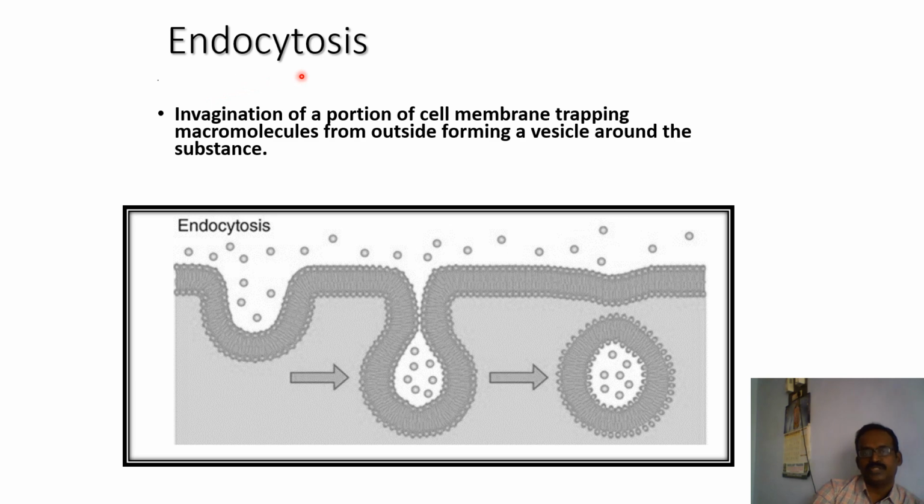Endocytosis is the opposite effect: invagination of a portion of the cell membrane, trapping the macromolecules from the outside, forming the vesicle around the substance. So this is the endocytosis. It forms the vesicles.